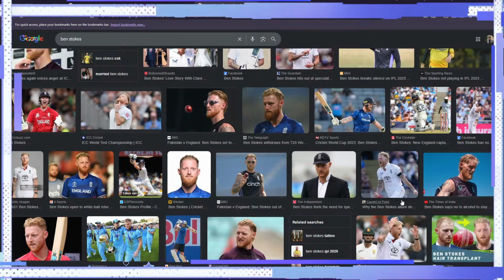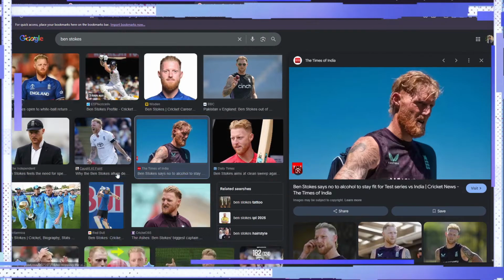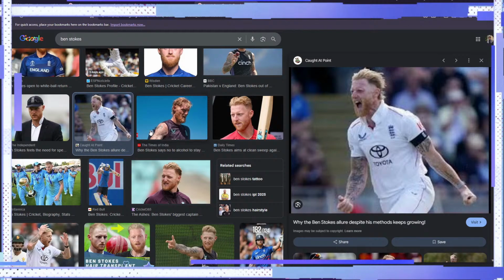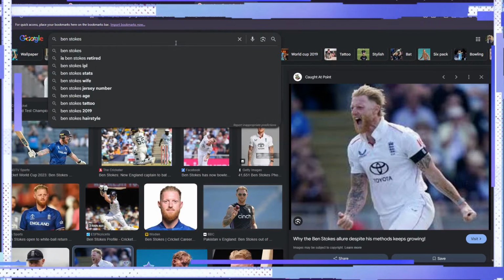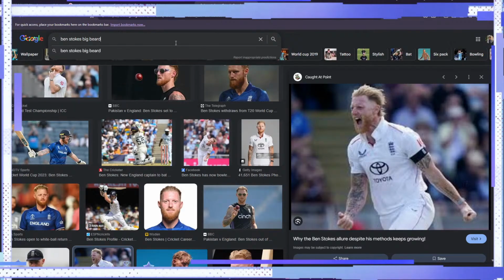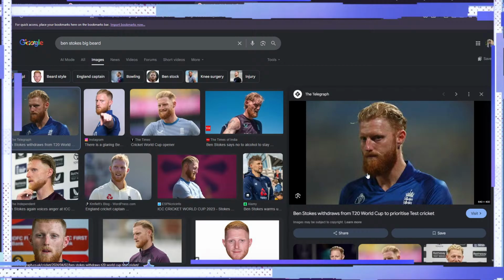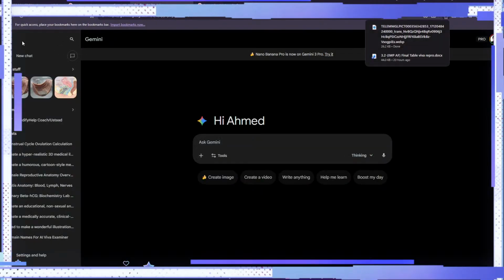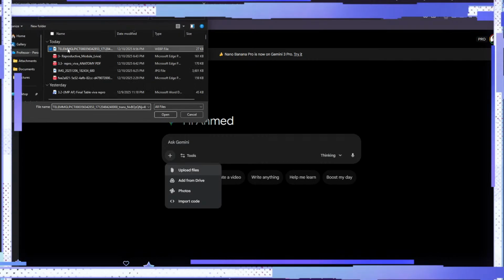Oh, that's a crazy picture. Or this. Ben Stokes, big bed. Interesting. Okay, I like this picture. It's a really good one. Let's give it this.